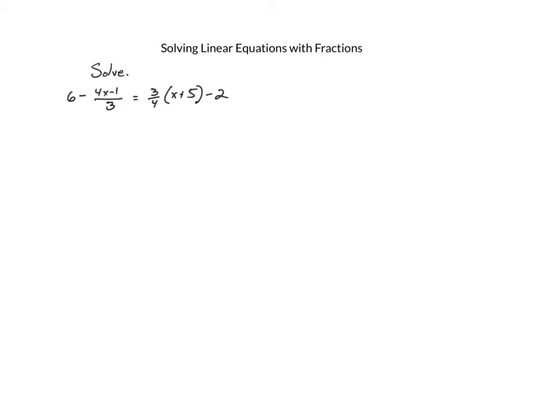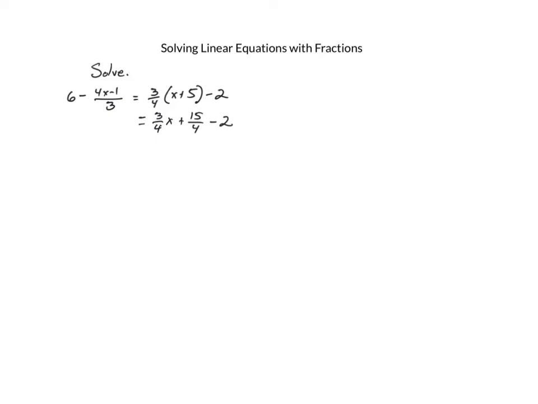So let's separate the terms on the right-hand side by distributing that 3/4. So I will have 3/4 x plus 15/4, and then I still have minus 2. Now, since I am looking at individual terms, I could do something similar on the left-hand side. I didn't do it on the previous problem, but that's okay. You have options when you're solving equations.